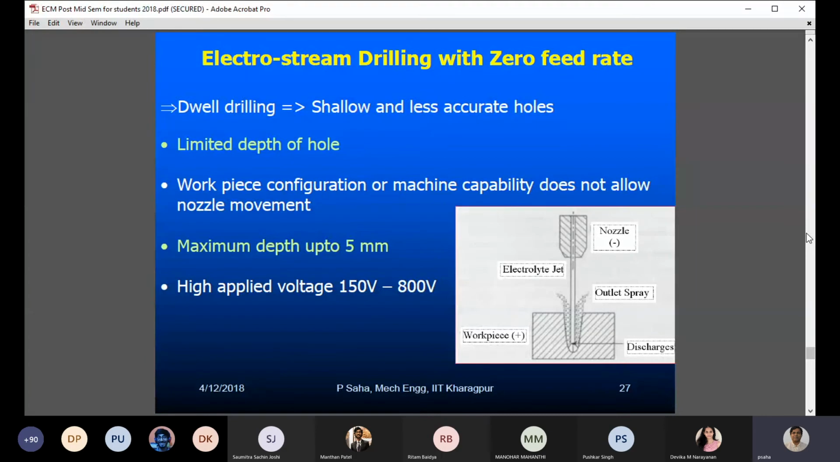Electrostream drilling can happen with a feed rate or with zero feed, without feed rate. With zero feed rate, it is dwell drilling. It remains static, maintaining current. So what we have, suppose this is a nozzle.